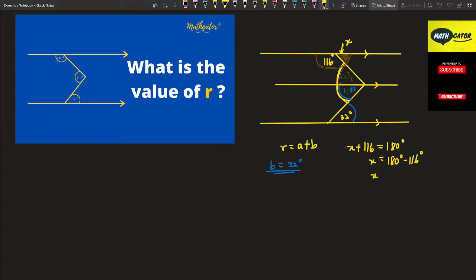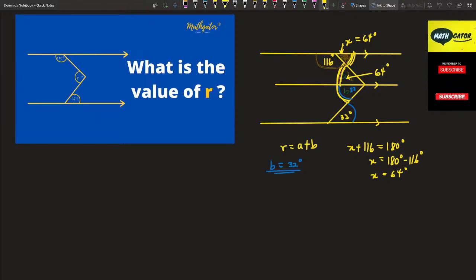In the chat section, what do you think will be the answer? Okay, yes, so it has been provided: 64 degrees. So we have X to be 64 degrees. Let me write here 64 degrees. Now when X is 64 degrees, because we have what we call alternating angles, X is alternating with A. So A is also going to be 64.